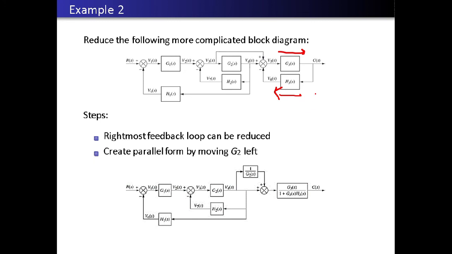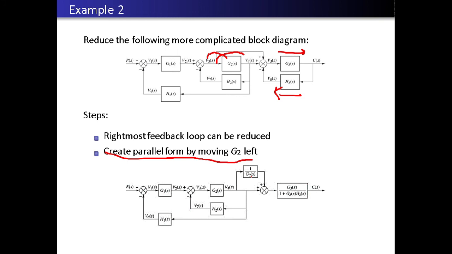You can easily use G divided by 1 plus GH and find the transfer function. Okay, now you can create the parallel form by moving G2 to the left side. So you can see G2 right here. If you move G2 in this direction, or you can see if you are moving this takeoff point in a forward direction, you have to remember the rule: whenever you shift your takeoff point ahead of the gain block, you have to add 1 divided by whatever the gain block is. That is why 1 divided by G2 of S.